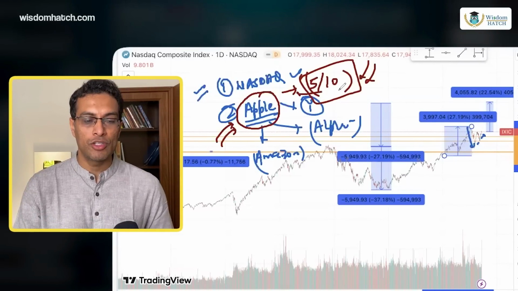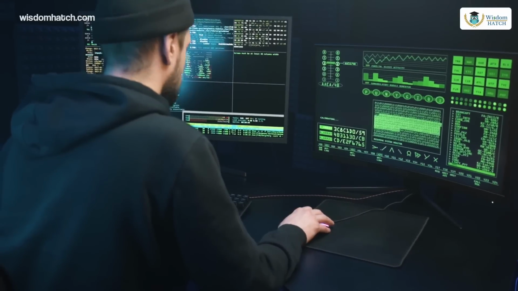So if I have to go and pick individual stocks, these are the type of stocks that I will pick. I have also added a few cybersecurity companies. I might make updated videos.